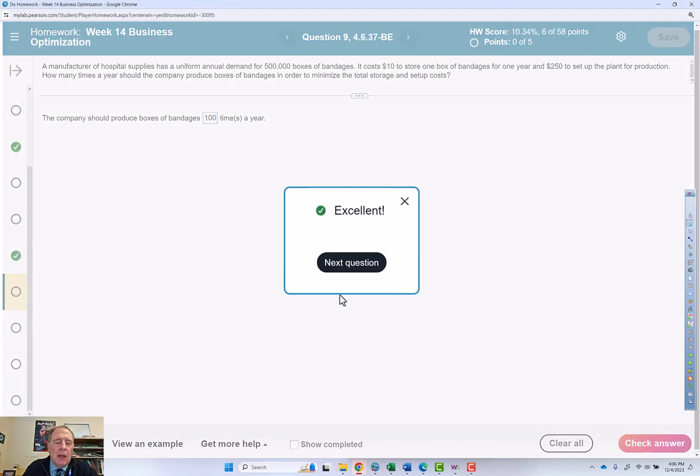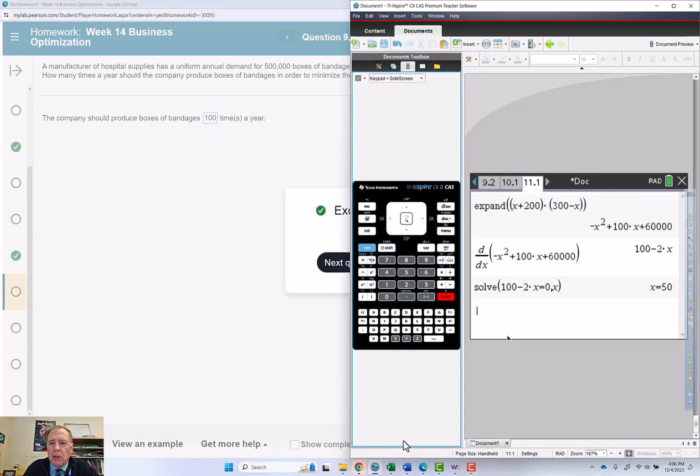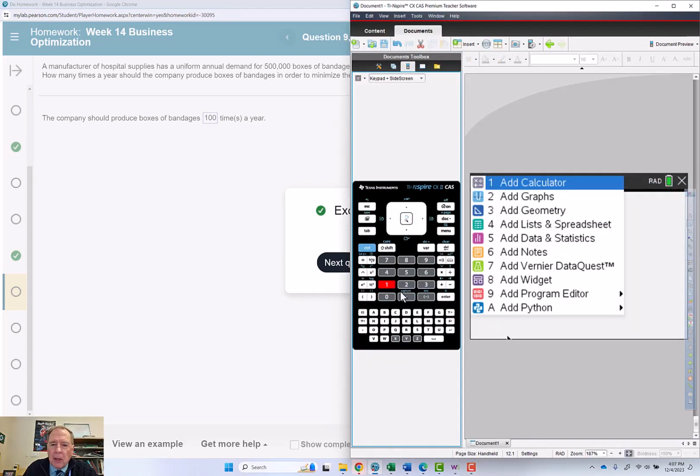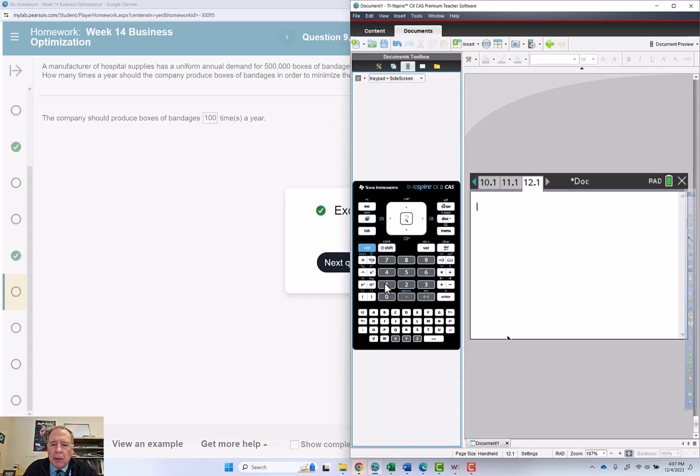Excellent. And we could also have done this in the calculator. You can hang around if you want to see that. So I'm going to start a new problem with the calculator page. So I'm going to say P for production runs as a function of X, or cost as a function of X.